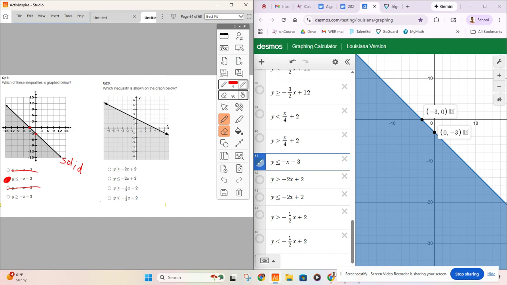If I were to try that last option there, wait, hold on. Less than or equal to, yes. If I did the greater than or equal to, it would have been shaded on the other side, so it wouldn't have matched.